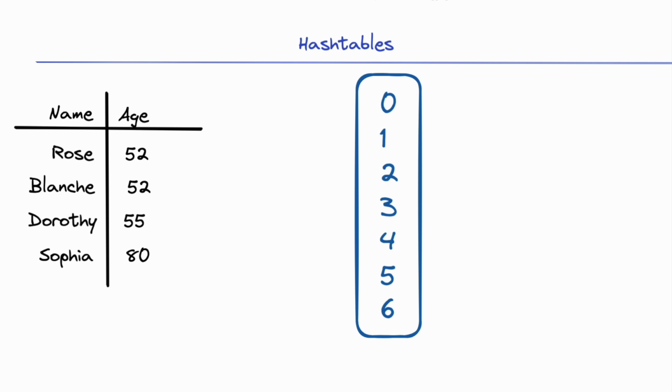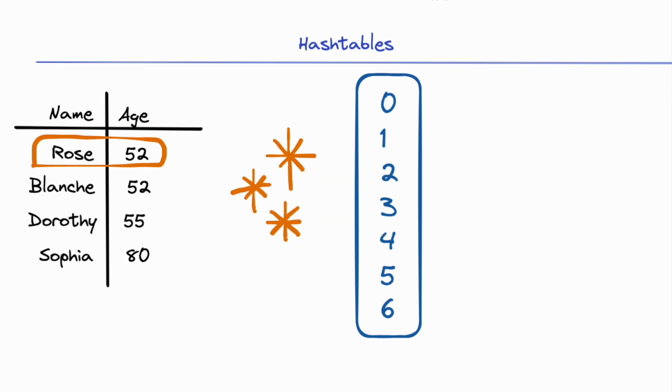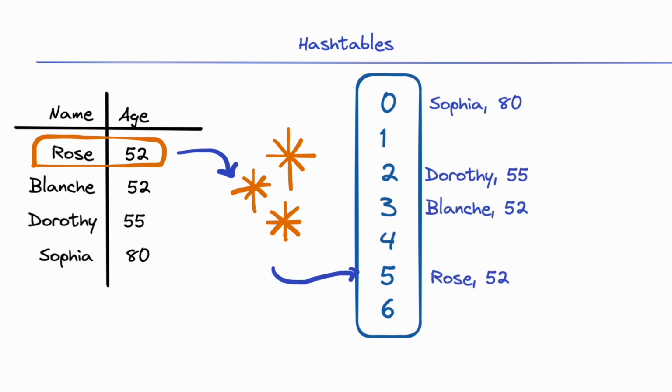Let's start with Rose. How do we decide which bucket to store Rose? Well, let's assume that our hash table has some magic method that will tell us exactly which bucket to place Rose into. So we send Rose into this method, and the method says, Rose belongs in bucket 5. We do the same with all of our friends, and now our hash table contains all of the data that we need.